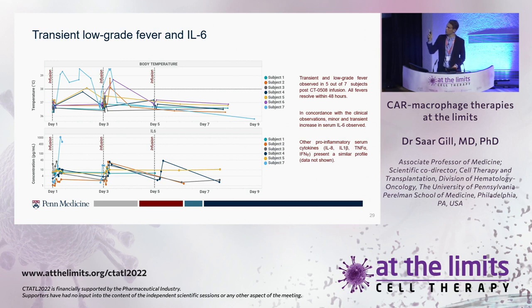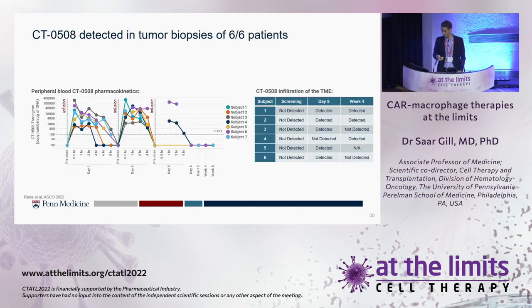So the top is temperature in Celsius, and the bottom is interleukin-6. Tiny amounts of interleukin-6 being produced. Each line is an individual patient. A temperature of 38 is shown at the top. You can see that only patient number 7 had really any sort of fever, but no hypotension. Really, that's all I have to tell you. It was quite well tolerated.